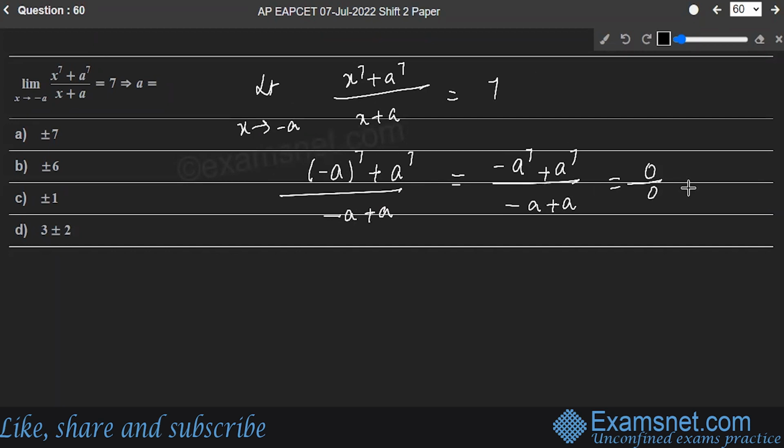So what we can do, we'll apply L'Hospital's rule over here. And now this will become limit x approaching minus a. Let's take the derivative of the numerator and the denominator. So it will be 7x raised to power 6 plus 0 upon 1. X derivative is 1 plus 0. Now, let's put it up. This is equal to 7.